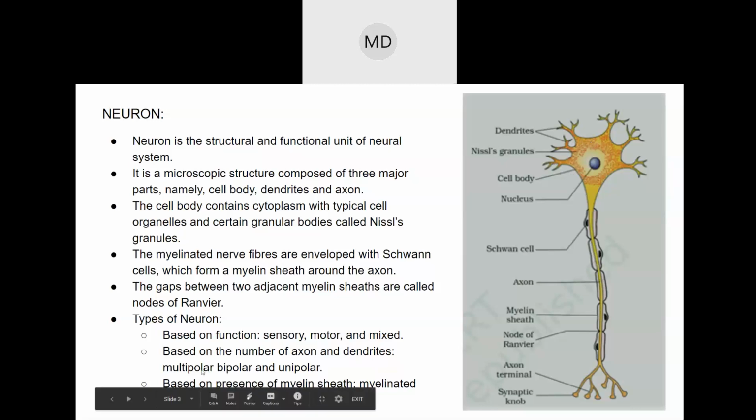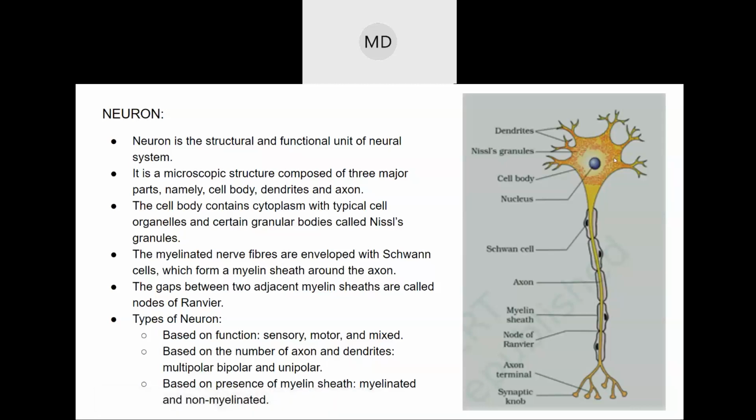Okay, multipolar, bipolar, and unipolar. So multipolar will have one axon but many dendrites. Bipolar will have one dendrite and one axon, and unipolar will have only an axon and a cell body. There will be no dendrites. For unipolar, there will be no dendrites.